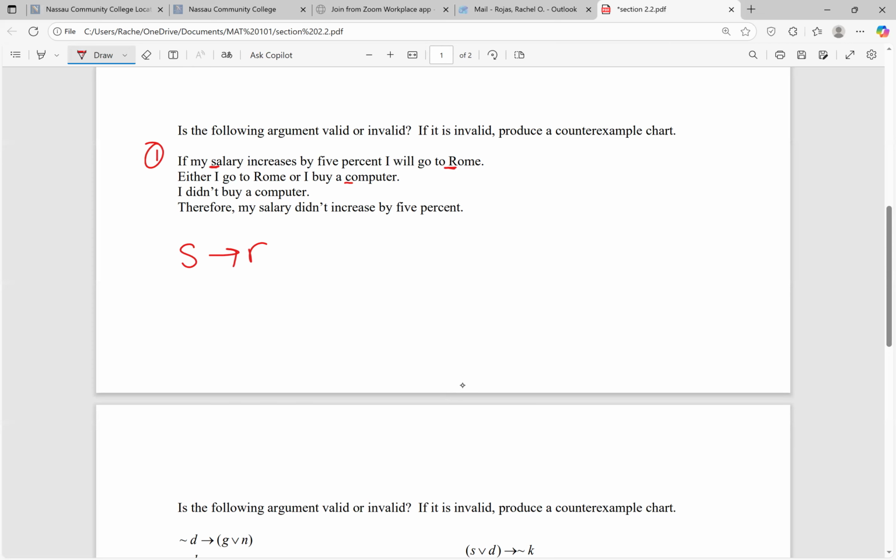So here we have three premises, and then the therefore makes the conclusion. First we have S implies R. The second premise is either I go to Rome or I buy a computer, so we have a disjunction: R or C. The third premise is I didn't buy a computer, so not C. Therefore, draw your line for your conclusion, my salary didn't increase by 5%, so not S.